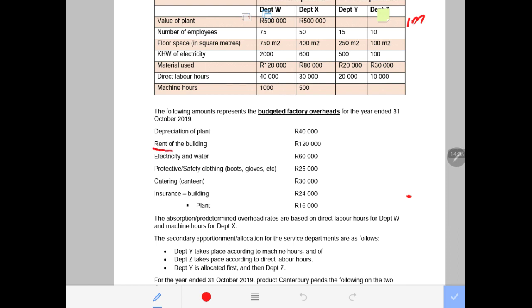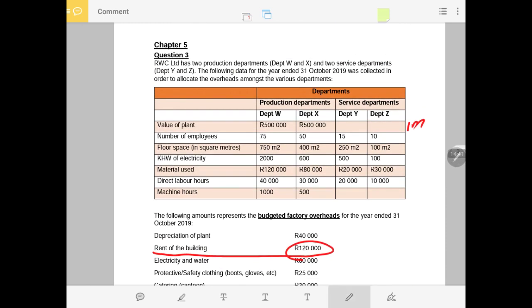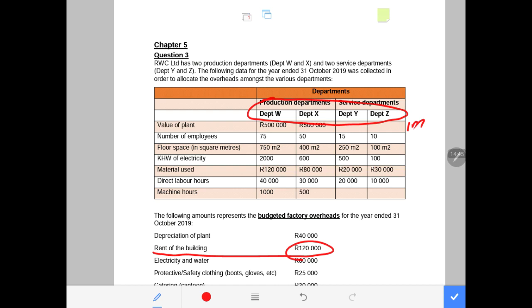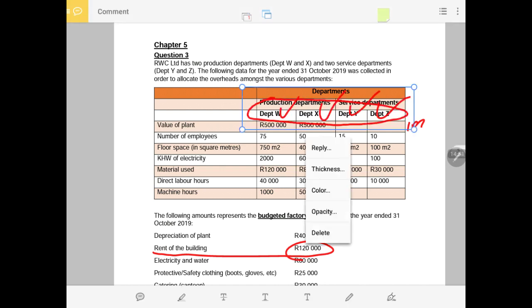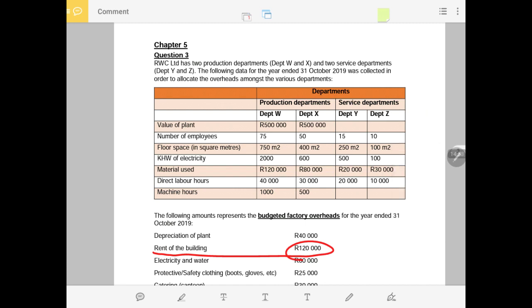We go to the rent of the building. Remember, we have one building, and this building has 4 departments. Of these 4 departments, 2 are used in production, and 2 are used in rendering services to other departments. So in this case, the rent of the building must be allocated according to the department that has occupied more space, because we have only one building. It will not be based on the value of the building for rent allocation, but on the space, because we only have one building that has one value.